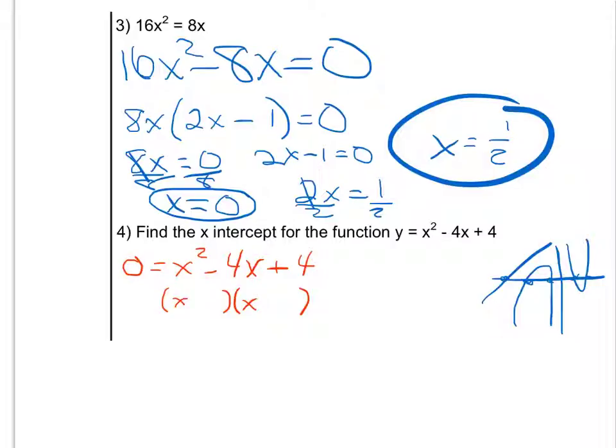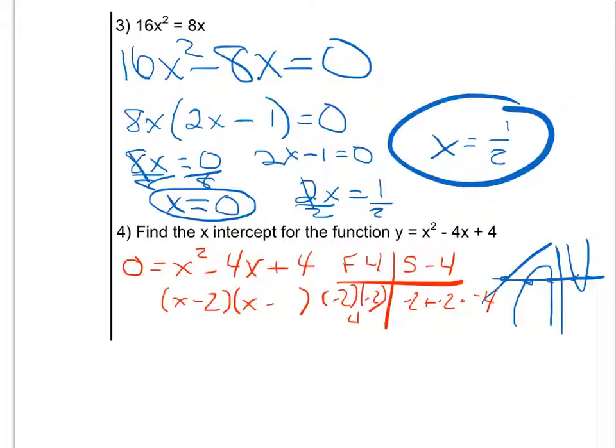I'll do a factor sum table, so I'll do factors of 4 with the sum of -4. And I know -2 times -2 gives me 4, and -2 plus -2 gives me -4. So I am going to go ahead and put in -2 and -2. It's still equal to 0.